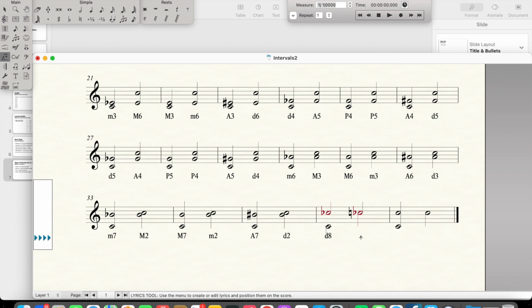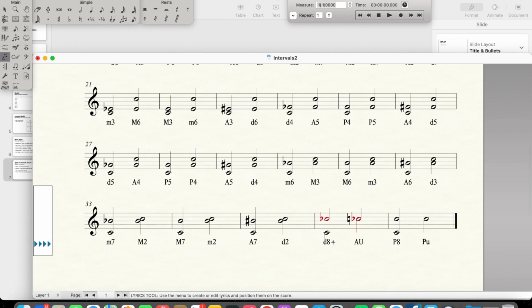This is just giving me a headache. Why did I do this? Diminished octave becomes an augmented unison. There we go. And perfect octave becomes a perfect unison. All right. Sorry about that. This is just like brain freeze right here.